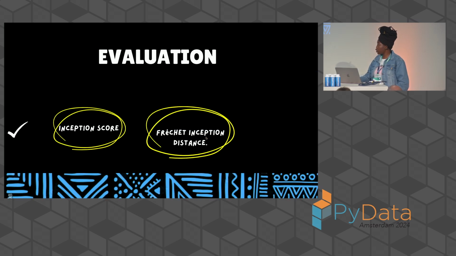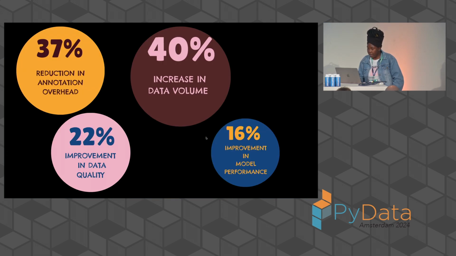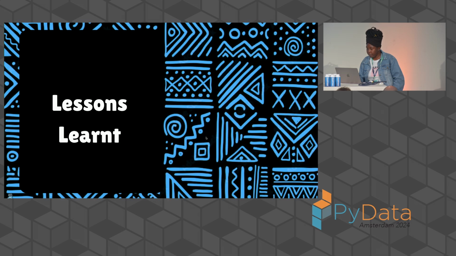For evaluation, of course, you use inception score and Frechet inception distance, but you also add things like clinical utility, similarity to real patient distribution, and the performance of the models. We'll not look so deep into the impact, but this has been the impact that synthetic data has had on our processes internally, not on the patients themselves.